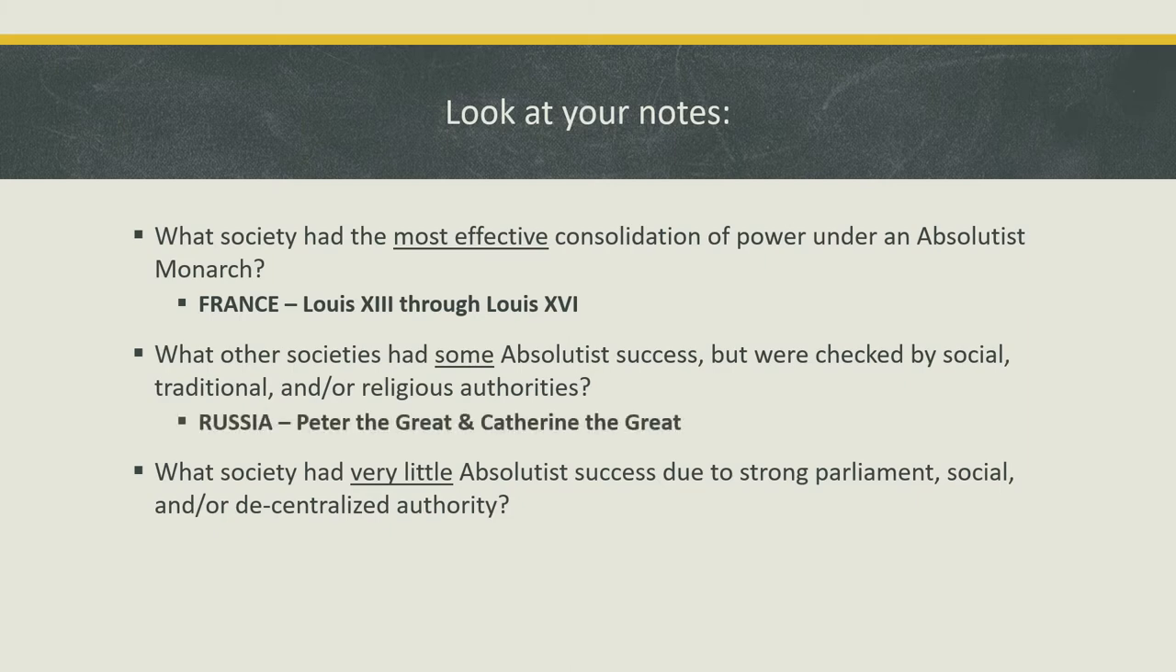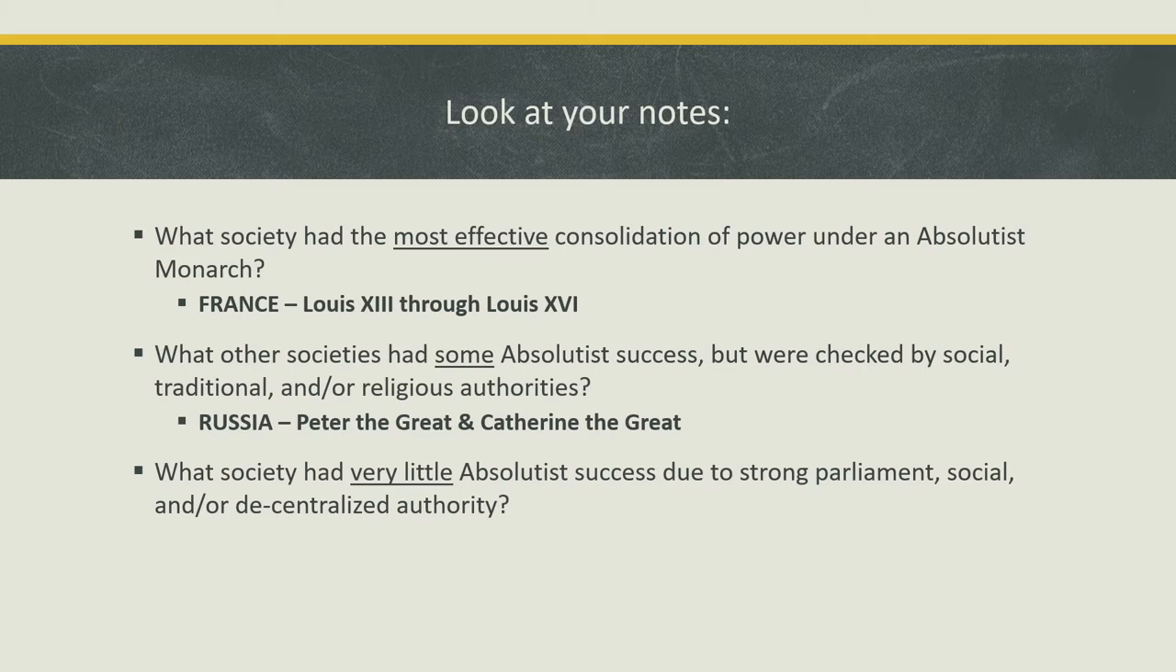So, what other society had some absolutist success was Russia. Russia has some hit and miss authoritarians. They have some absolutist monarchs in the form of Peter the Great and Catherine the Great, who are able to either manipulate or, through sheer force of their personality, basically drag societies along and make them do what those monarchs wanted them to do.